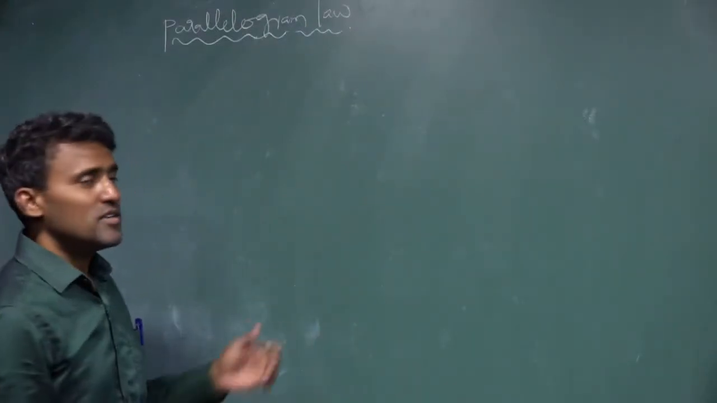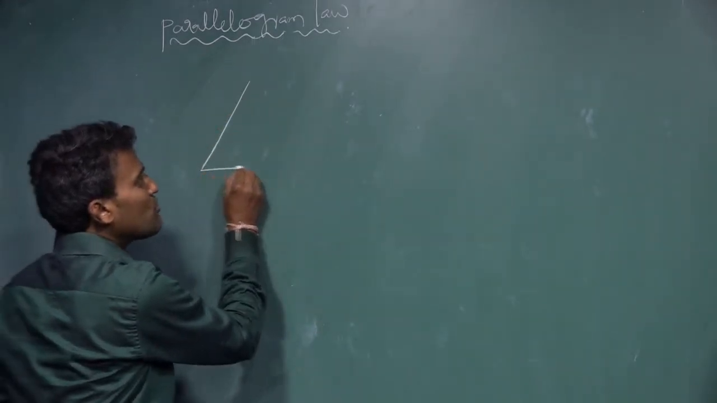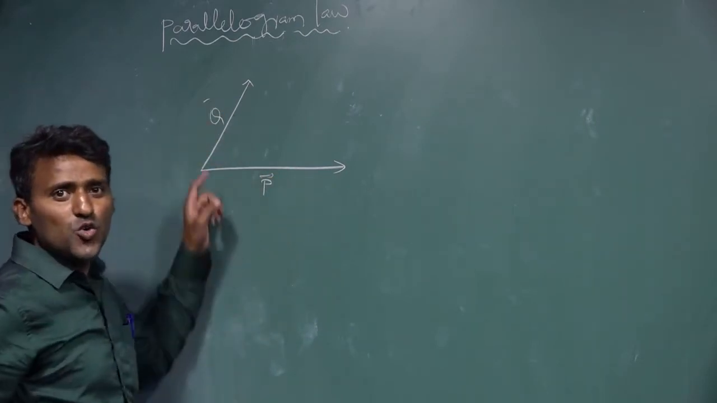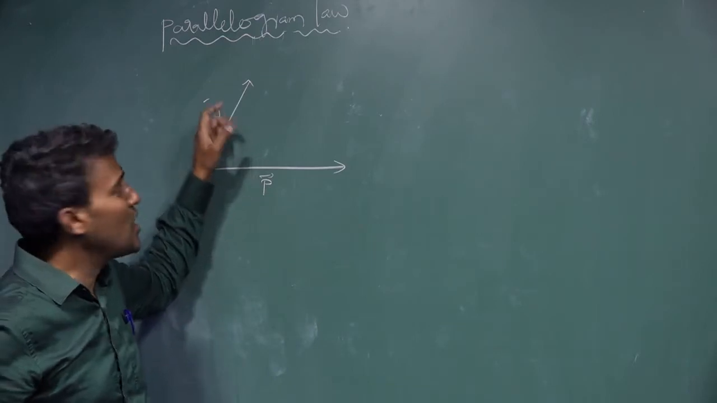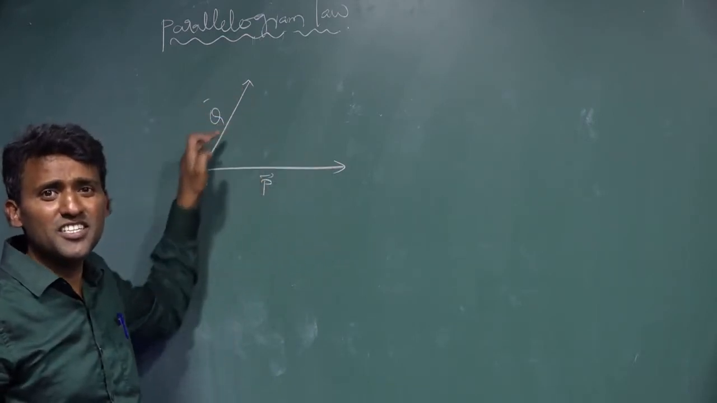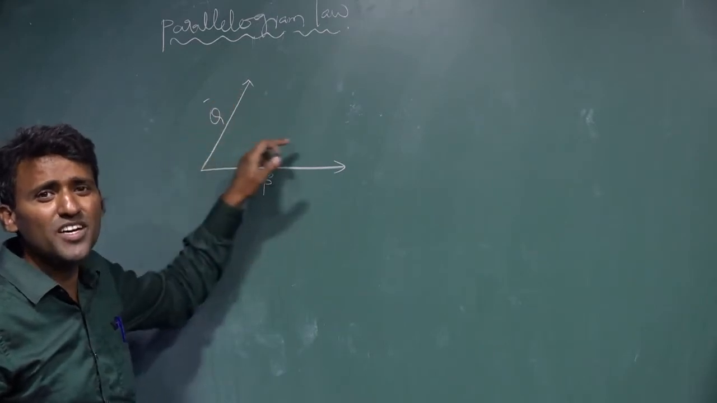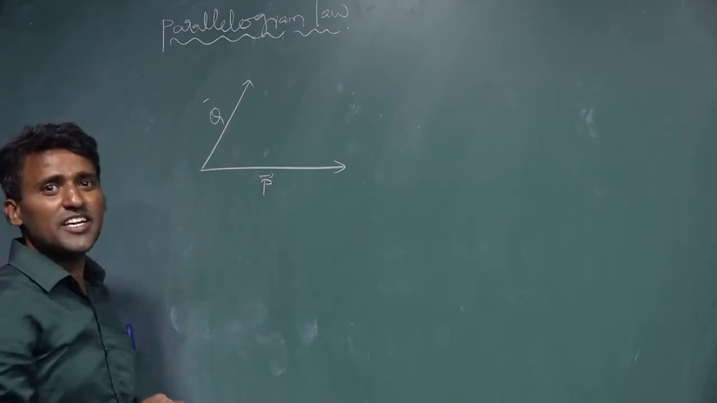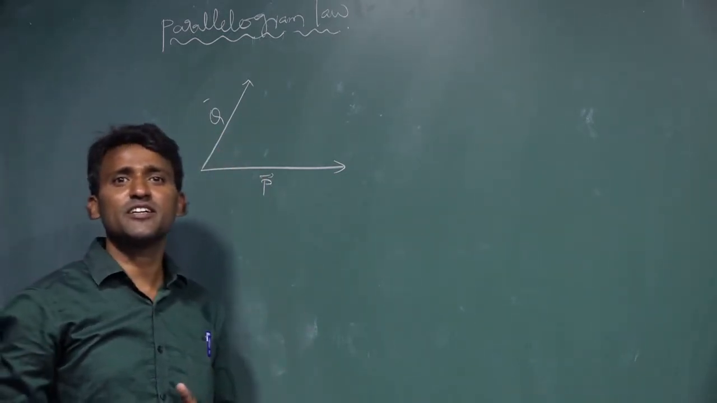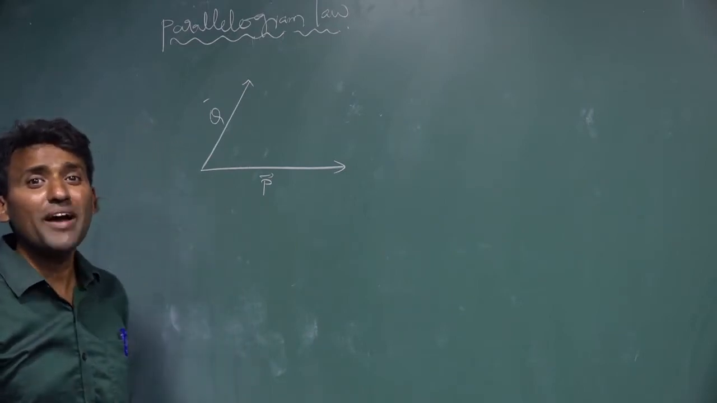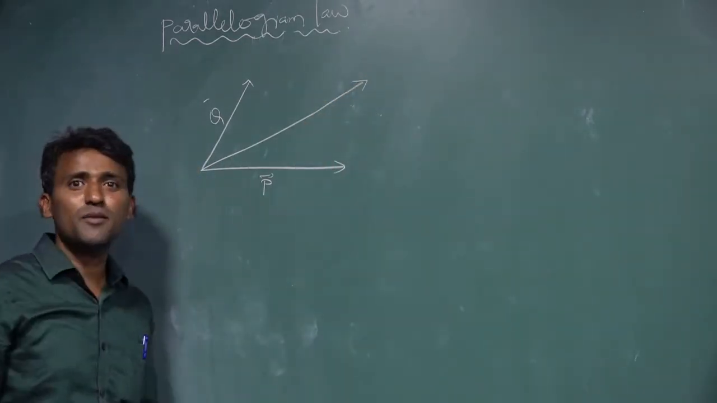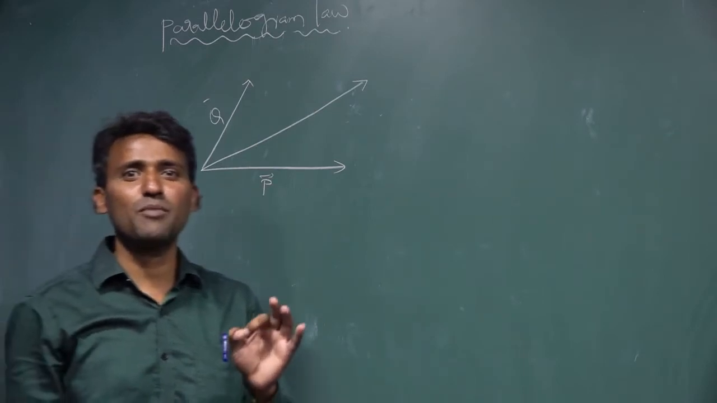Parallelogram law. What does the parallelogram law mean? The statement is: if two vectors, P vector and Q vector, are represented in both magnitude and direction by the adjacent sides of a parallelogram, then their resultant is represented in both magnitude and direction by the diagonal of the parallelogram. We call that the parallelogram law statement.